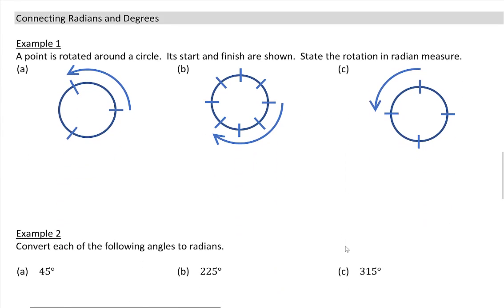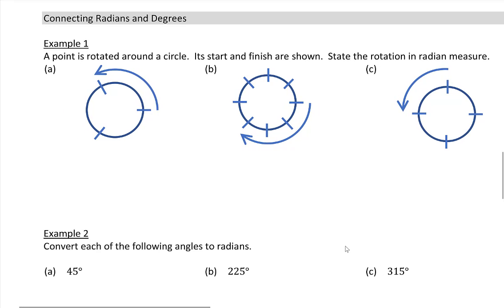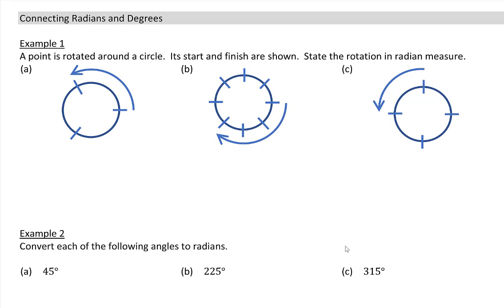So let's talk a bit more about radians. Let's go to our first example. A point is rotated around a circle. Its start and finish is shown. State the rotation in radian measure. Notice in our first diagram, we've traveled 1/3 of the way around the circle. I split the circle into 3 parts. So we've traveled 1/3 of the way around the circle in a counterclockwise rotation. A full circle has 2 pi radians, so 1/3 of 2 pi is 2 pi over 3 radians, which is equivalent to 120 degrees. 360 divided by 3.